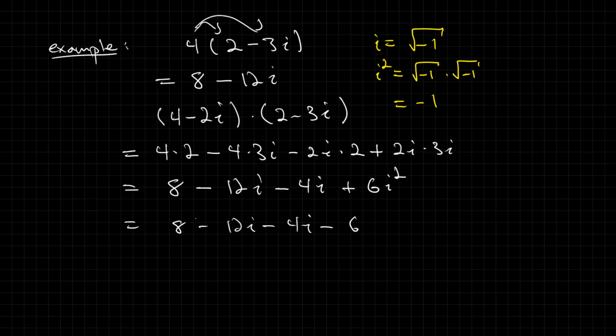And now I can combine this 8 and minus 6 to get 8 minus 6 is 2, and I can combine negative 12i minus 4i, that's going to give me minus 16i.